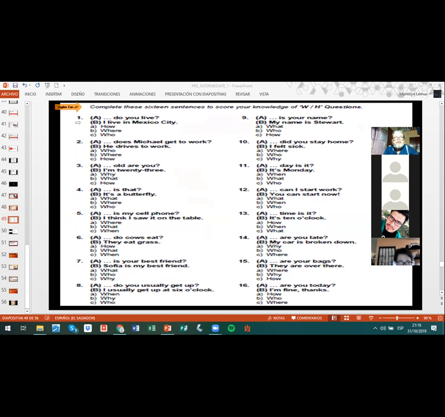Well, the idea is to complete with one of these words, okay? So you have to choose the correct word here to complete the question. Our short conversation, so you have to take a look at the conversation to see if the answer is A, B, or C. For example, number one, what do you feel? The correct answer is where do you live? I live in Mexico. Okay, and so on. So I will give you 5 minutes to complete this. Okay, and then we check together, okay? So I'll give you time to work.